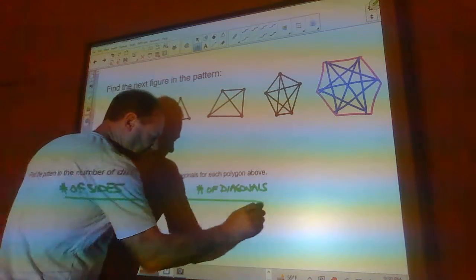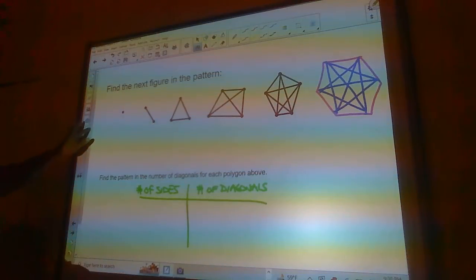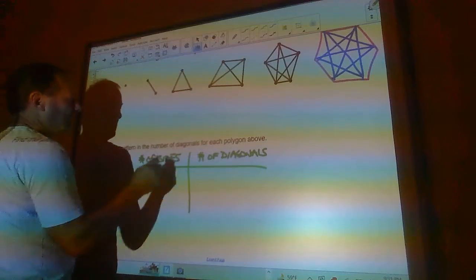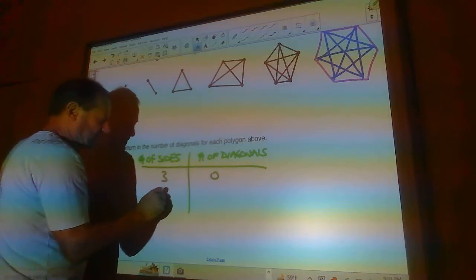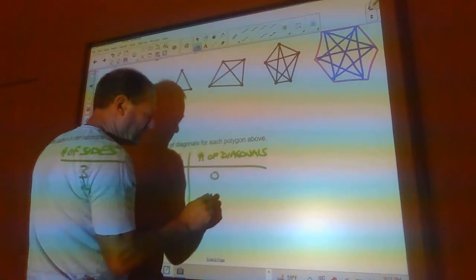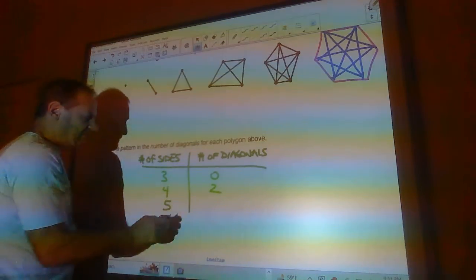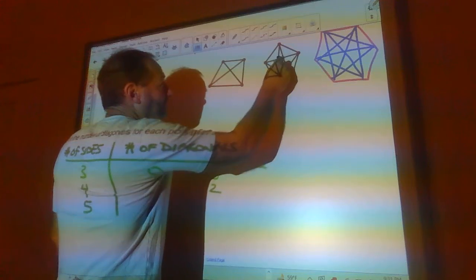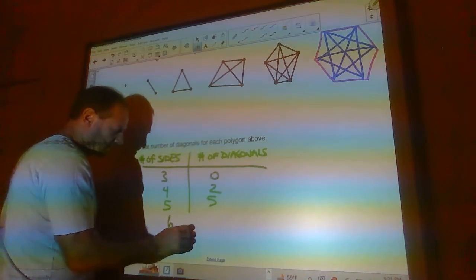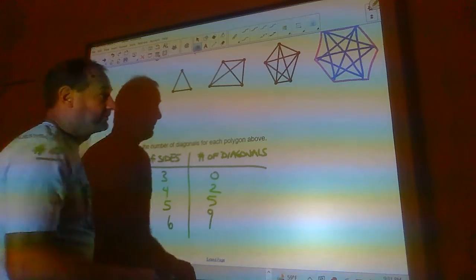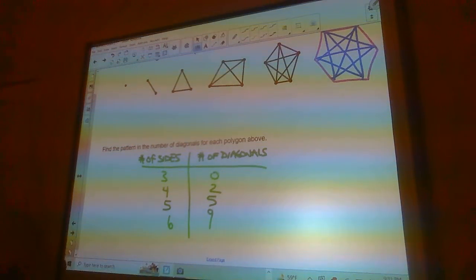Okay, so I can make myself a little table here, and I had 3 sides. I had no diagonals. Then I had 4 sides, and I had 1, 2 diagonals. Then I had 5 sides, and I had 1, 2, 3, 4, 5 diagonals. And then I had 6 sides, and I had 9 diagonals. Okay. So, can I find a pattern?